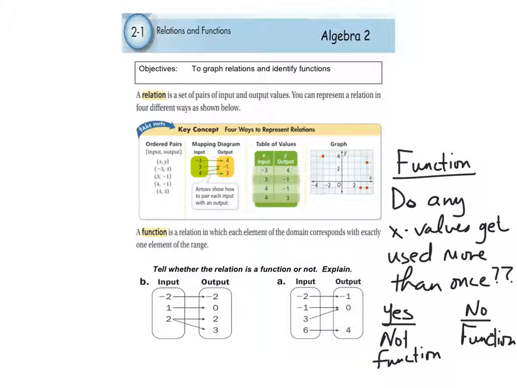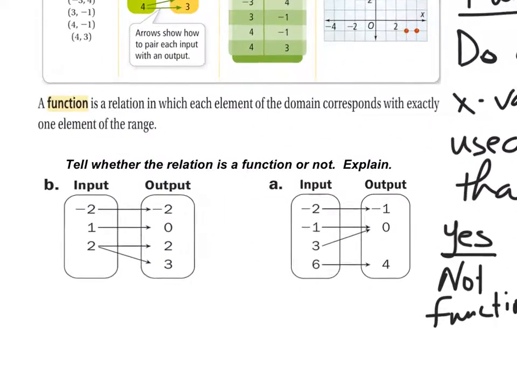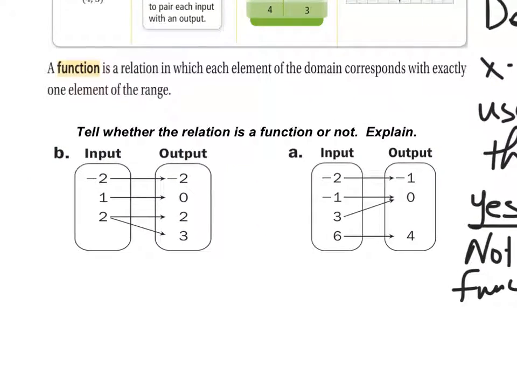So as we look here at these examples down here, it says tell whether each relation is a function or not. So these are mapping diagrams, okay? And what I'm looking for is, are there more than one arrow coming out of a number? So as you see here, -2. There's only one arrow. It goes to -2. That's the only number it goes to. We're okay so far. 1, it has one arrow. It only goes to 0. Okay, so 1 and 0 are tied together. That's it.